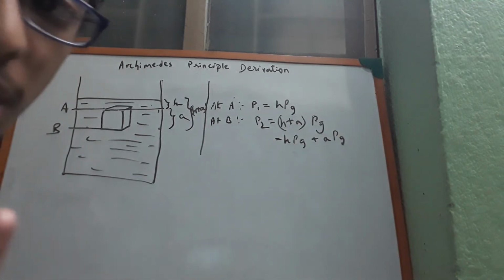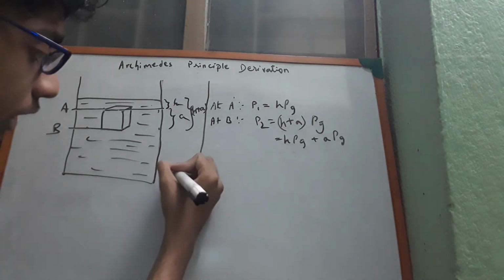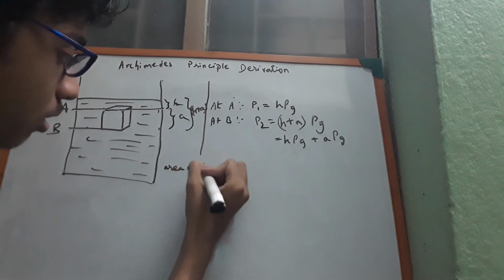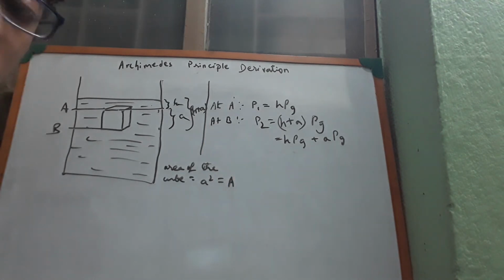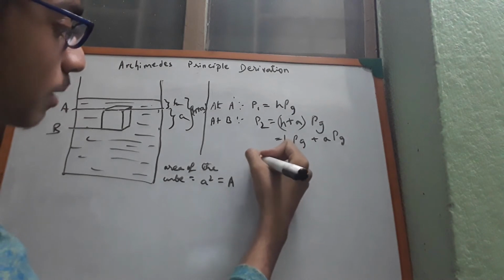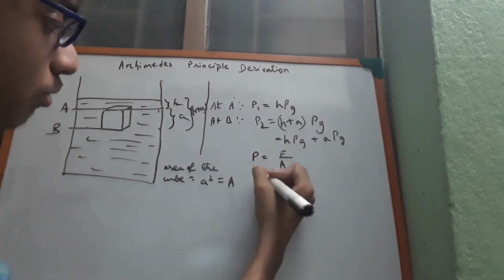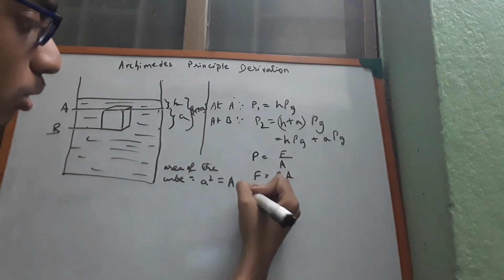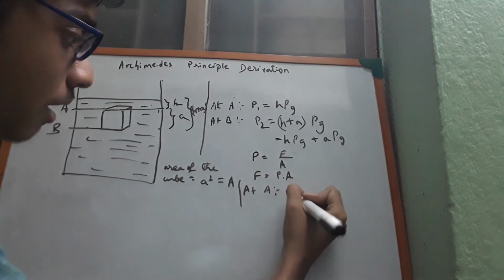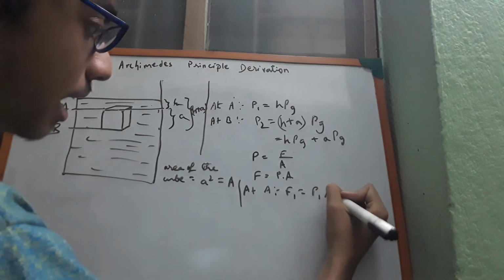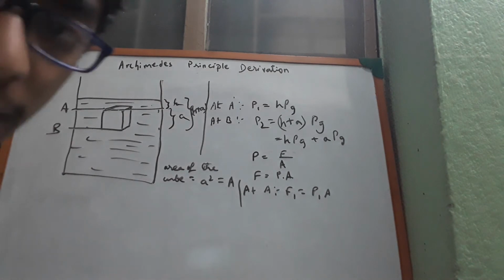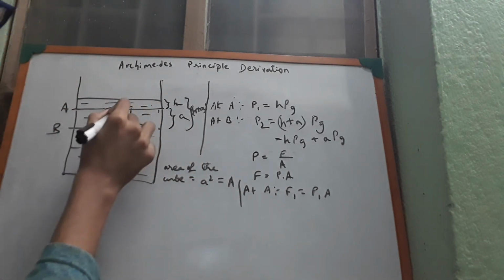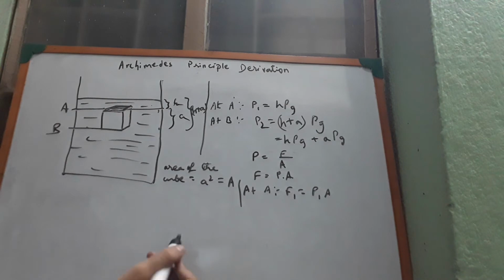Here small a is the size of one side of the cube, and let us assume the area of any face of the cube, which will be just small a square, is capital A. Fine. So what is pressure? It is force by area, so force is pressure times area. At A, what is the force? P1 times A. In both cases, we are considering the force acting on this cube, so we just need to consider one face of the cube, with area capital A, or small a square.